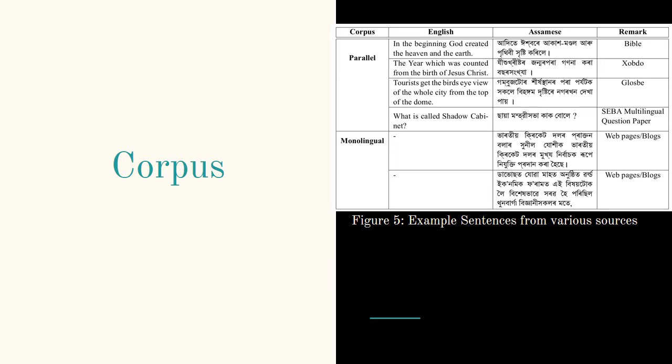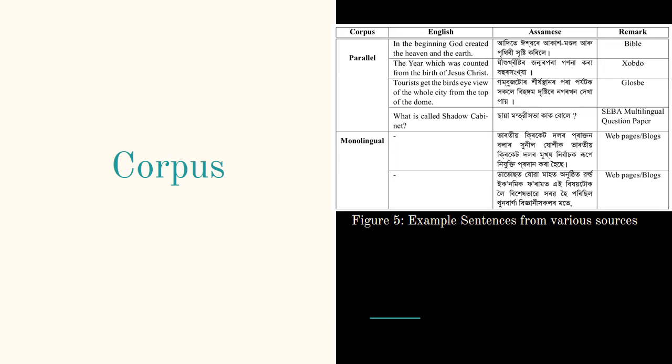So these are the example sentences from various sources. First is the Bible: In the beginning God created the heaven and the earth. Aditya Ishwar Akashmondol aru Prithivi Shristi Koribe. So this is one example from the Bible. Then from Hobdo, there are other parallel sentences.